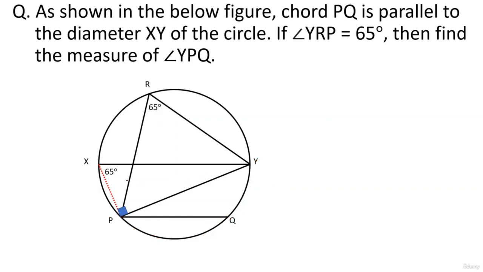Now let's observe triangle PXY, guys. In this triangle PXY, one angle is 65, another is 90, so how much will the remaining one be? 90 minus 65, which is 25 degrees, right? So angle XYP is equal to 25 degrees.